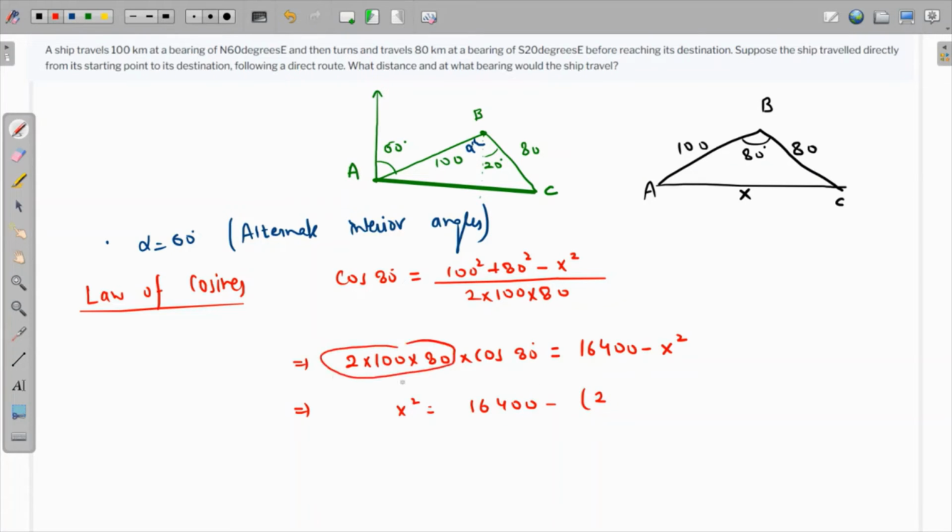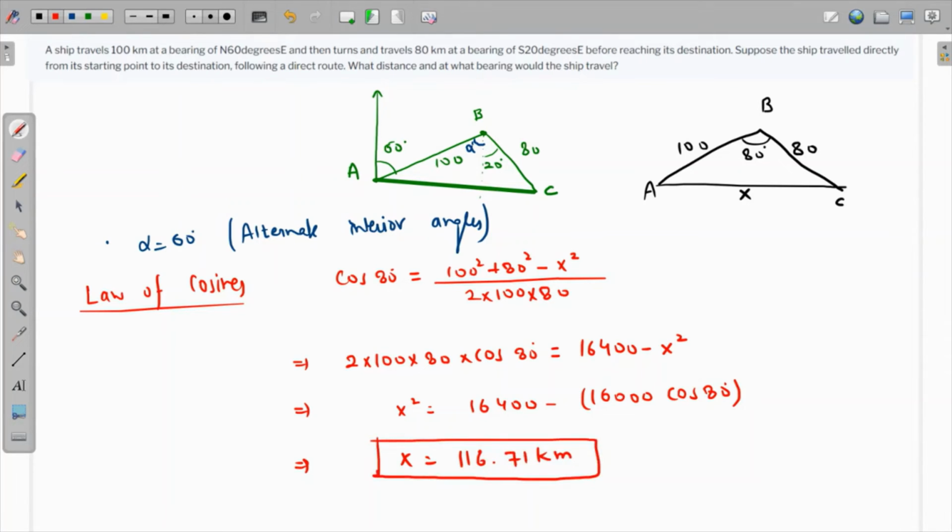Let's find this expression in the calculator. So that's 200 times 80, which is 16,000, 16,000 cos of 80 degrees. And finally, we take the square root of both sides to get the value of x. And let's say up to 2 decimal places we are interested. So 16,400 minus this value, and the square root of this value comes out as 116.71 kilometers up to 2 decimal places. So this is the direct distance.